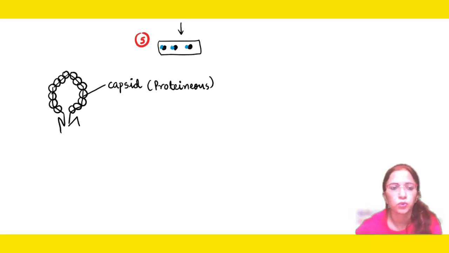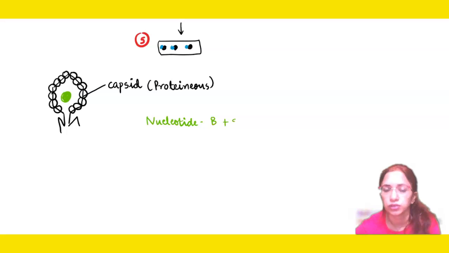Another important thing, the genetic material is confined on the inner side, right? You know that genetic material is actually a polynucleotide structure, a polymer containing the nucleotide as its monomer, and you know that one nucleotide is made up of a base, a sugar and a phosphate, right?